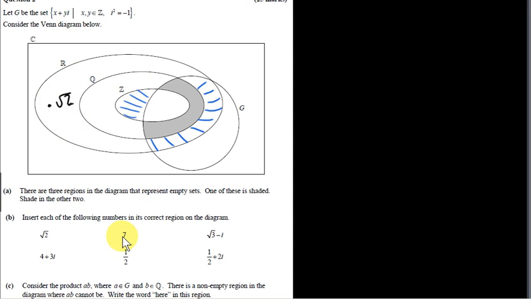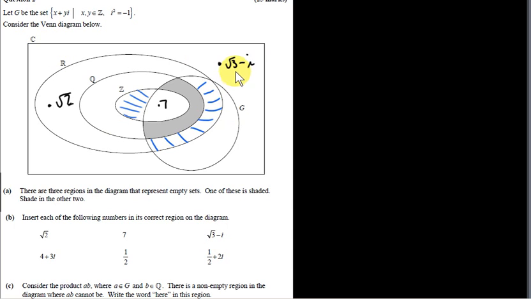7 is an integer, so it belongs inside Z. Root 3 minus i is a complex number whose imaginary part is not 0. All numbers are complex numbers, but root 3 minus i does not belong inside R. It does not belong inside G either, because G consists of complex numbers whose real and imaginary parts are integers. Root 3 is not an integer. The real part of this number is not an integer, so it belongs out here. Of course, it's inside the set C.